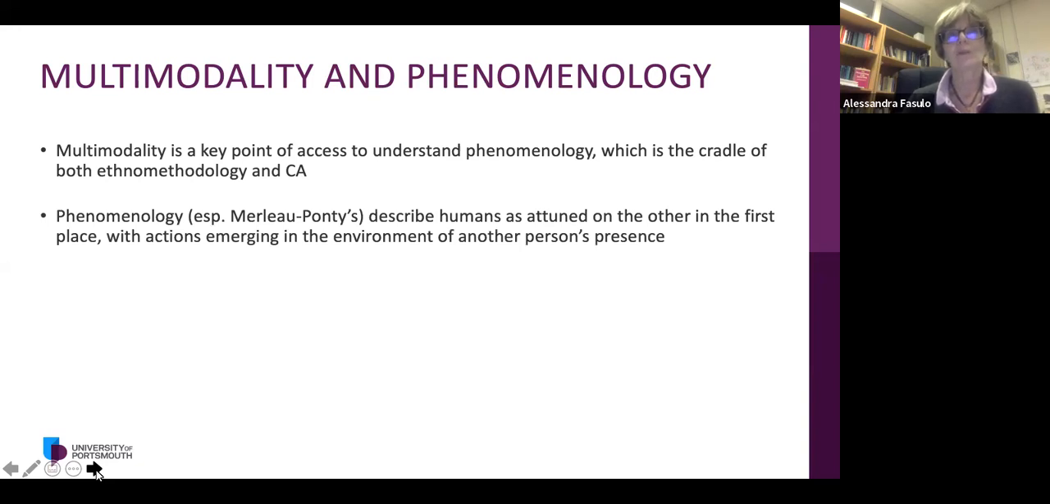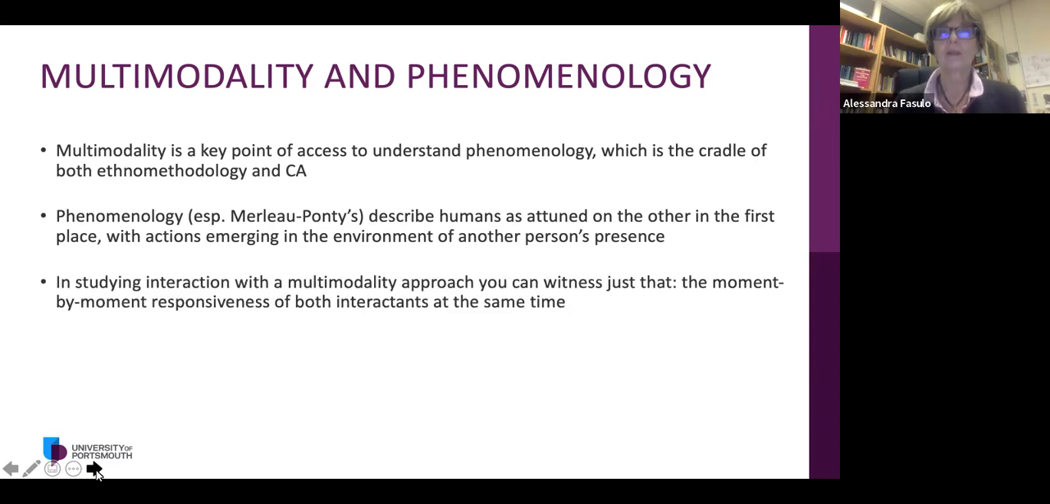And one strong point, especially in Merleau-Ponty's version, is that humans are not so much into their brain and their plans or what they want to do, but they're really attuned to others and the environment. If you study interaction with the multimodal approach, you can actually witness that: the moment-to-moment responsiveness of the speaker to the recipient and vice versa. In essence, we want to call them participants, because their behavior is simultaneous and influences each other. Even though from a sound point of view maybe just one is using that modality, all the other modalities are contributing to the flow of interaction at the same time.